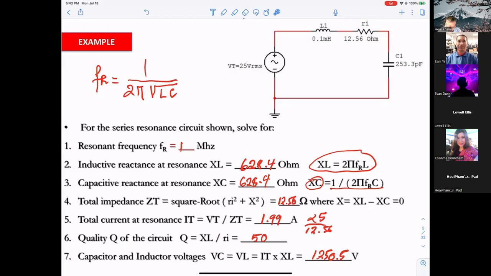Finally, the capacitor and inductor voltage. Okay, VC equals VL equals I total times XL. You can get 1,250.5 volt.